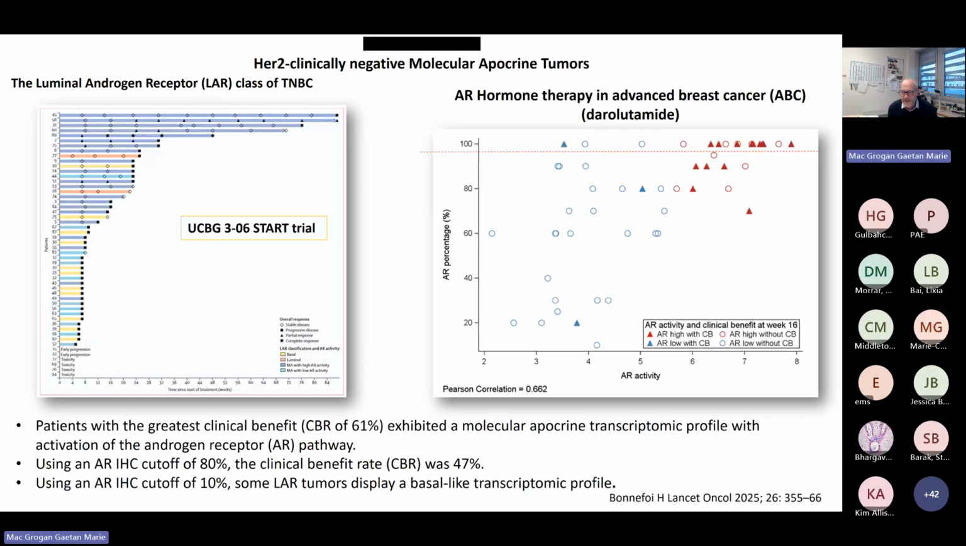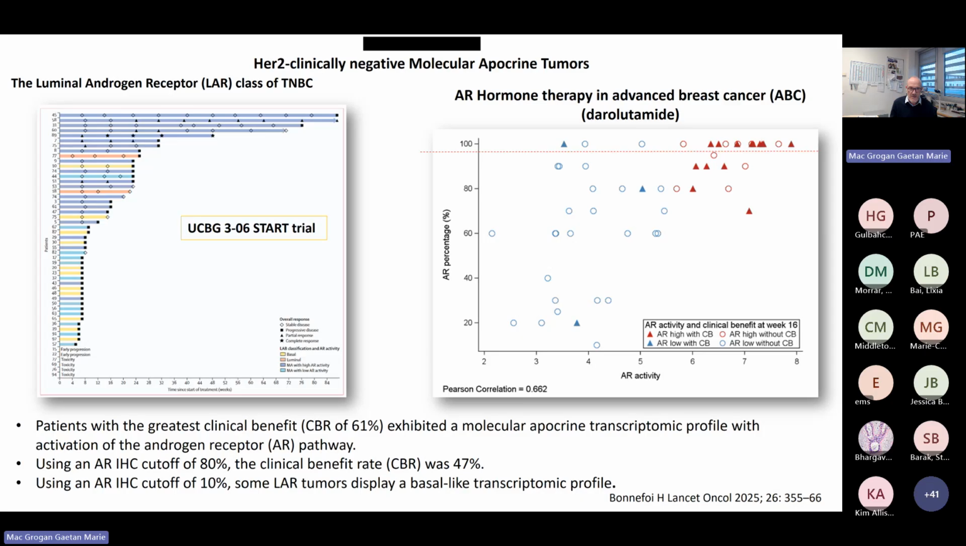Anyway, we published two clinical trials. With one clinical trial, we tested darolutamide, which is an anti-androgen drug. It was the START trial, and we found that the patients with the greatest clinical benefit rate exhibited a molecular apocrine transcriptomic profile by transcriptome, with activation of the androgen receptor pathway.